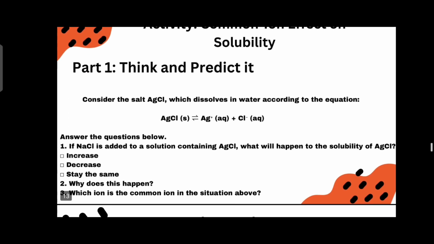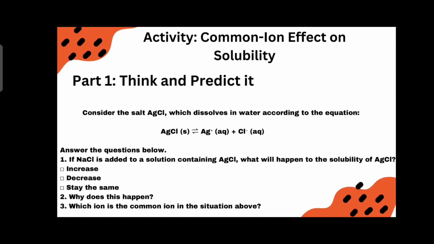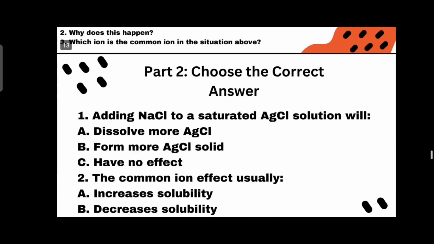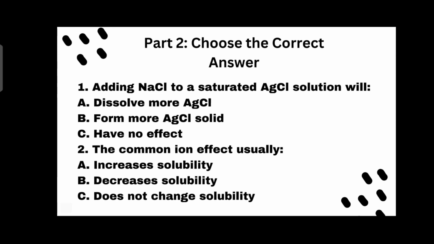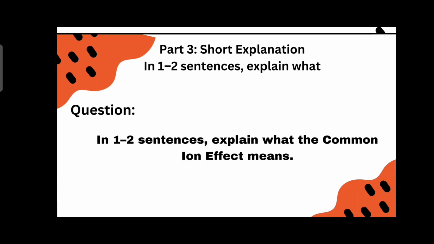So now let's move on to the activity. Common ion effect and solubility. It consists of 3 parts. Part 1. Think and predict it. Consider the salt which dissolves in water according to the equation. So answer the question below. For part 2, choose the correct answer. And for part 3, short explanation. In 1 to 2 sentences, explain the common ion effect.